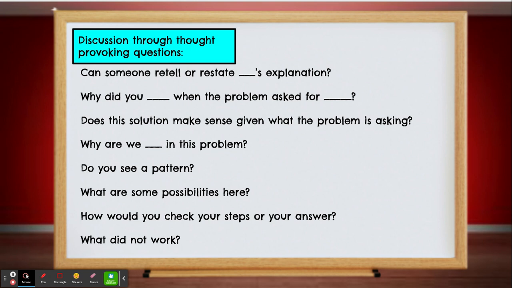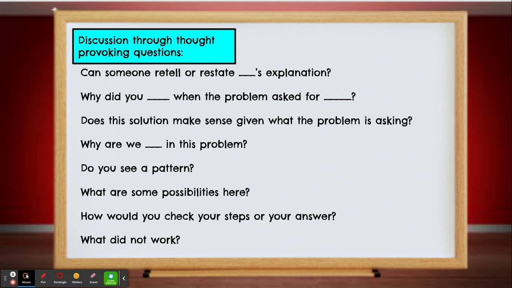Another question is, why do you blank when the problem asks for blank? So for example, why do you count on subtracting when that problem asks for composition? Number three, does this solution make sense given what the problem's asking? Why are we blank in this problem? Do you see a pattern? What are some possibilities here? How will you check your steps or your answers?